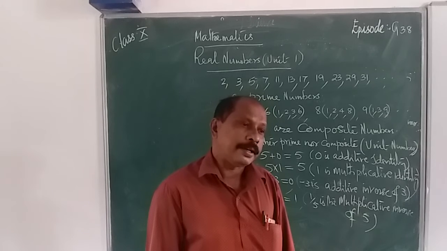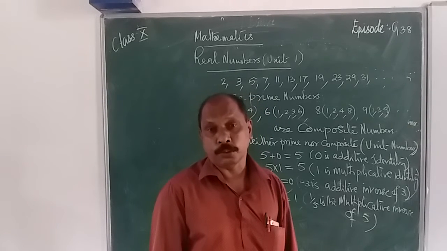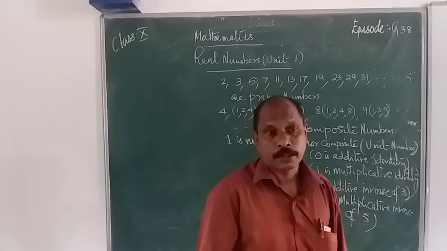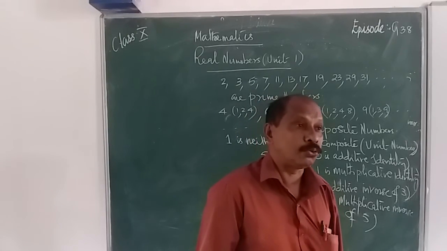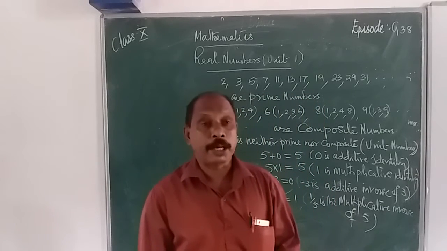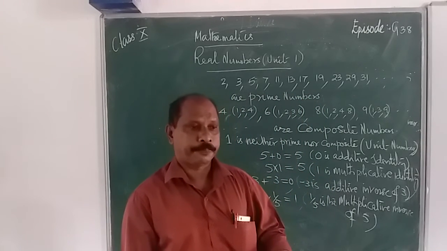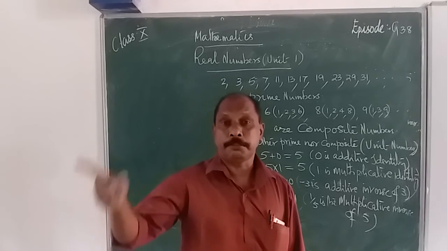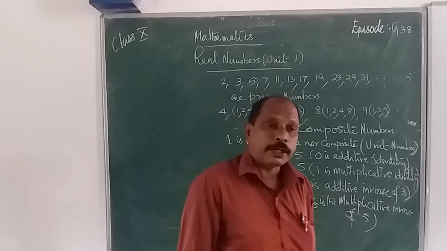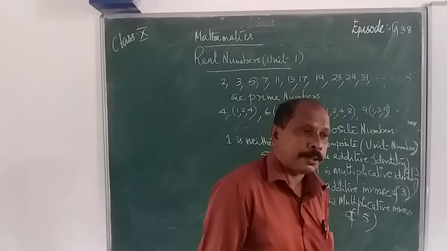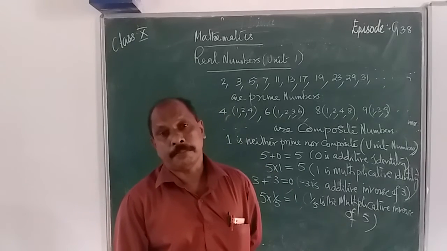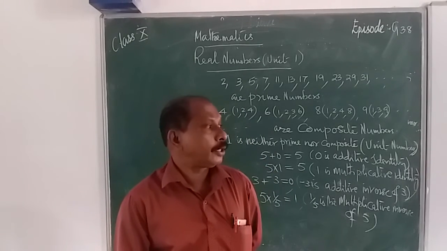Any number of the form p by q, where p and q are integers and q is not equal to 0, and the only common factor between p and q is 1, therefore they are prime to each other, or co-prime. That general form of a number is known as a rational number. If we cannot express a number in the form p by q, it is an irrational number. The notation is capital I. For example, root 2, root 3, etc.